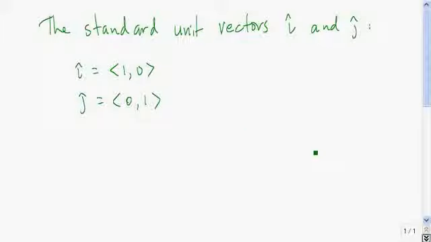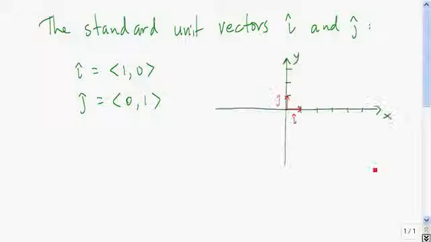I'll plot those on the xy plane. You see that the vector i hat starts at the origin and just goes 1 unit in the x direction. The vector j hat starts at the origin and goes 1 unit in the y direction.